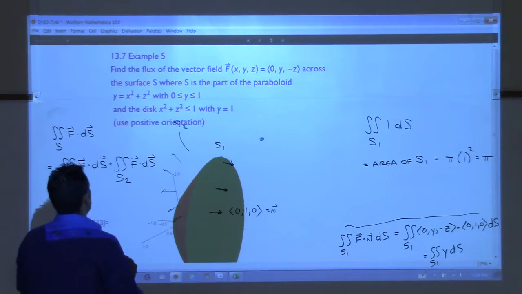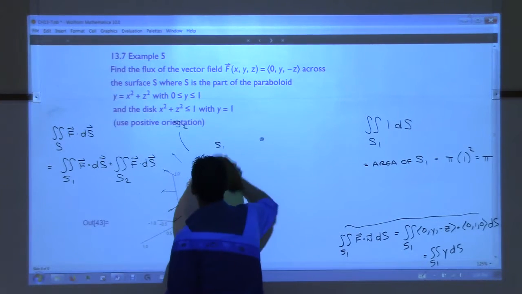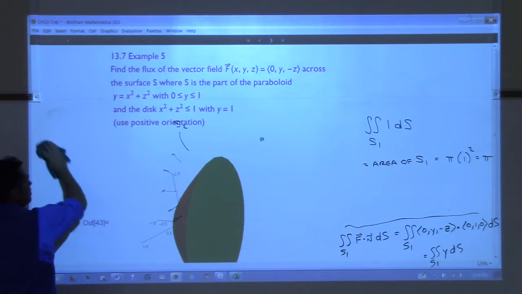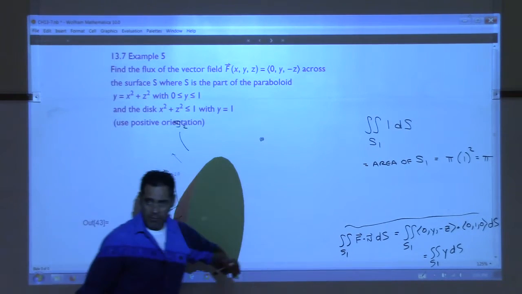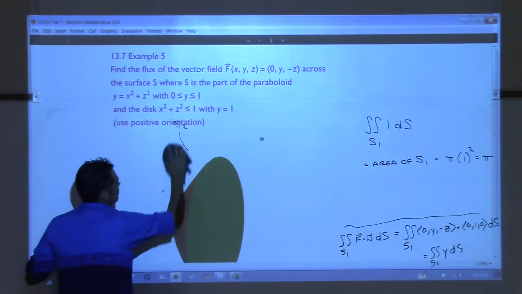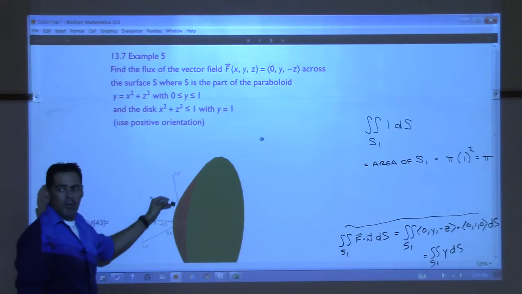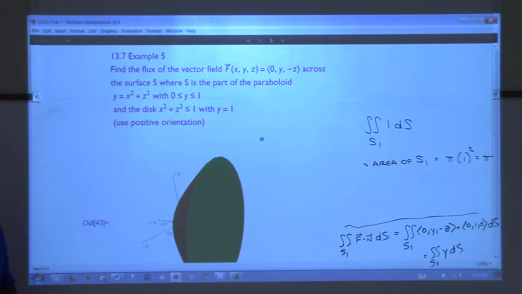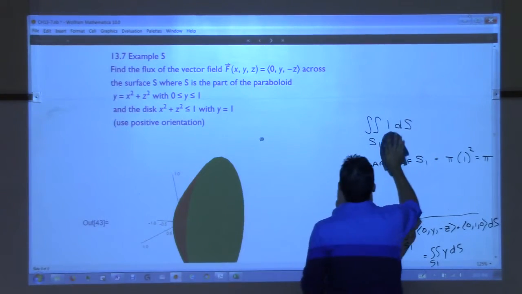Okay, so now we need to look at S2. So on S2, can we play the same game? Are we going to get lucky that we can do the same thing we just did here on S2? No. Why not? Why can't we? Yeah, it's not a flat surface. Our normal varies through the surface. So we can't just stick a vector in there and say it's always that.